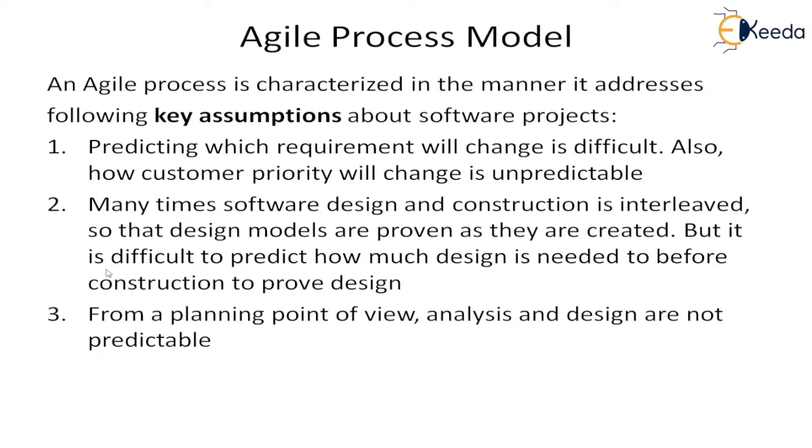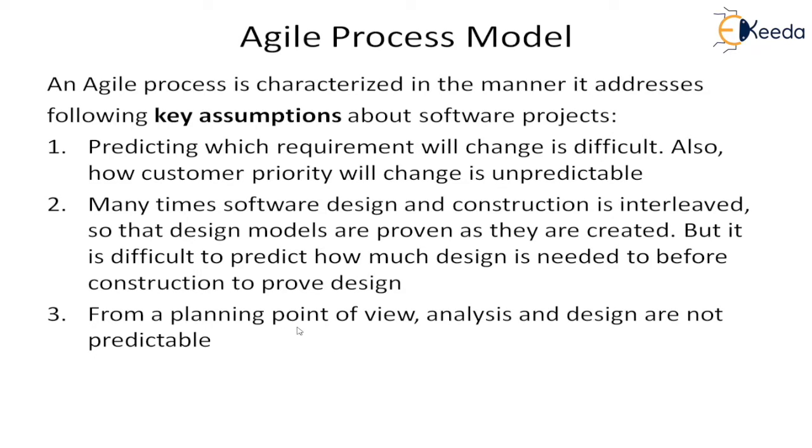But it is difficult to predict how much design is needed before construction to prove design. So between this design and the construction, how much design should be done, when we should be interleaving it, and how we should be proving it, there is some amount of uncertainty, and the way that it is addressed characterizes that particular process model. Similarly, from a planning point of view, analysis and design are not predictable. So the planning becomes difficult because of this kind of unpredictability.